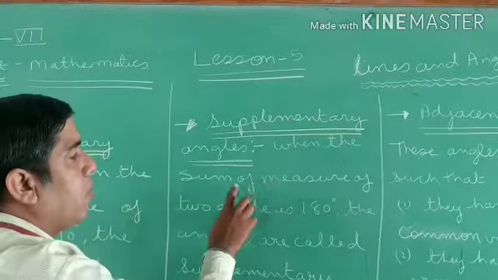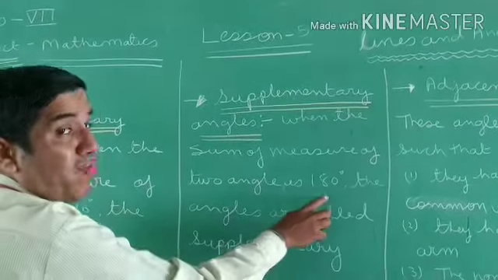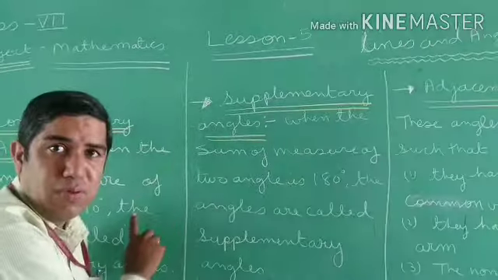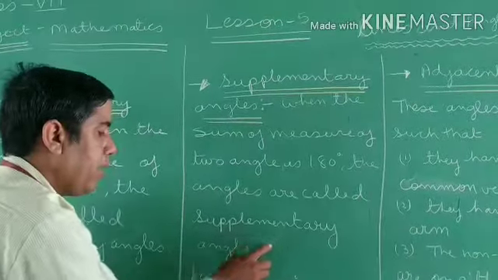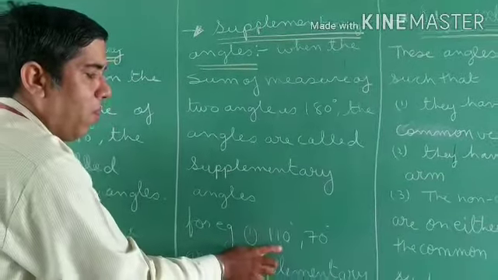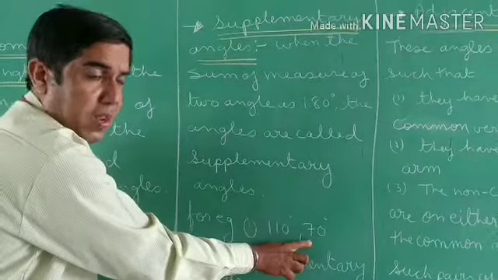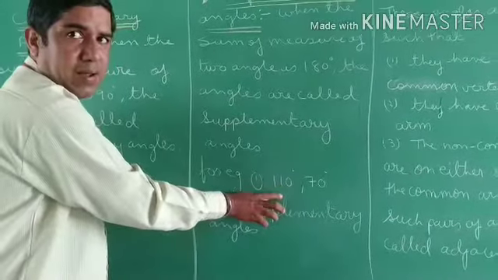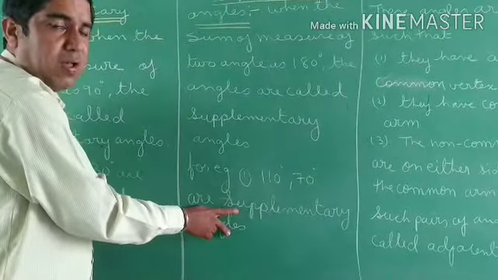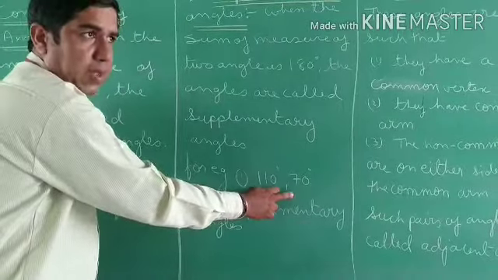Now come the next definition, supplementary angle. Supplementary angle: when the sum of measure of two angles is 180 degree. In the previous it was 90, now it is 180. The angles are called supplementary angles. For example, 110 and 70 degrees. So what is the answer of these two? It is 180. So these two angles are called supplementary angles.